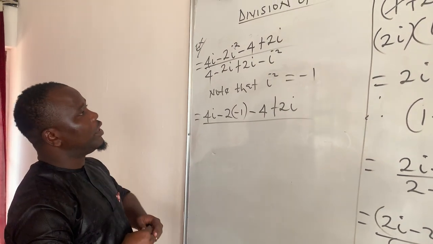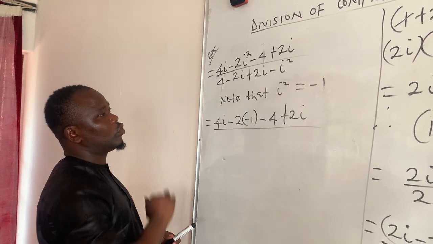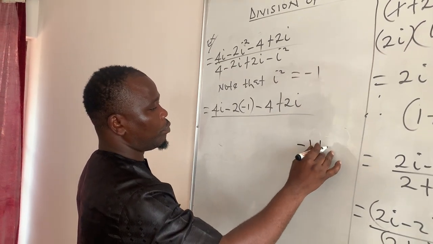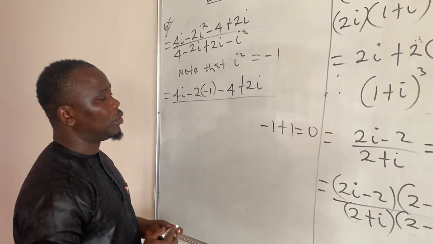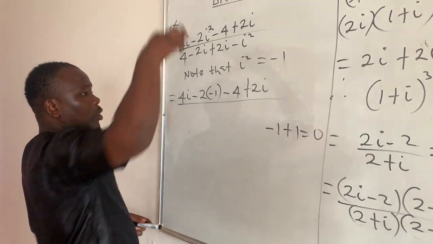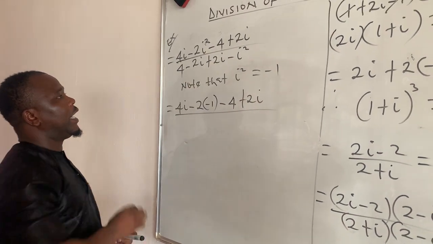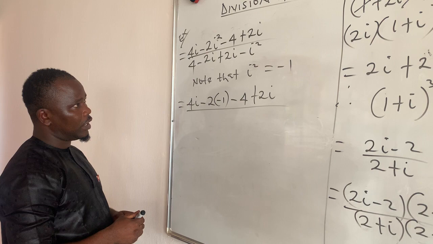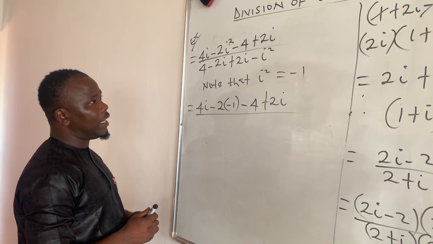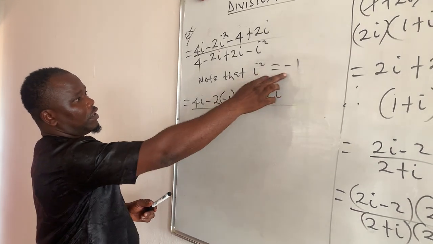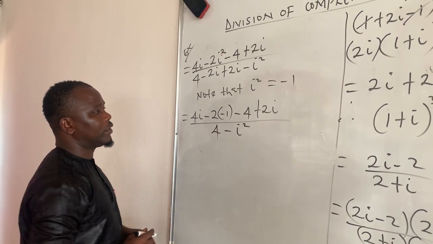But if you look at the denominator, we have minus 2i plus 2i, just like minus 1 plus 1. It implies that this will give you 0. So minus 2i plus 2i will definitely give us 0 here. It means we are going to have 4 minus i squared. For the sake of clarity, I will not introduce this minus 1, but let us have it in this form first: 4 minus i squared.